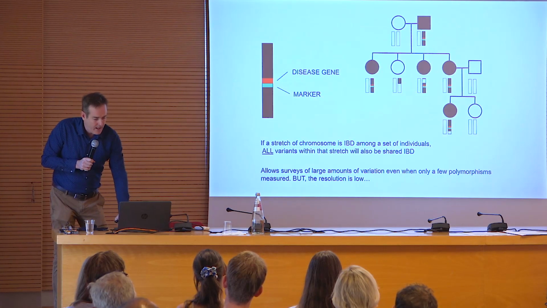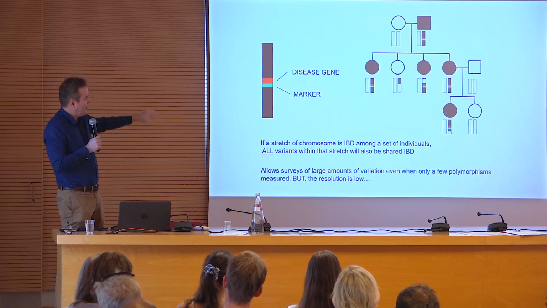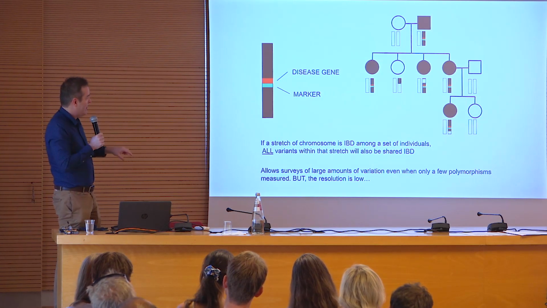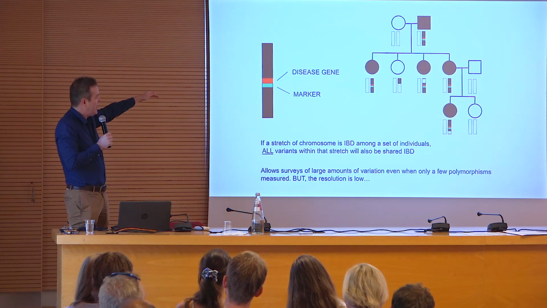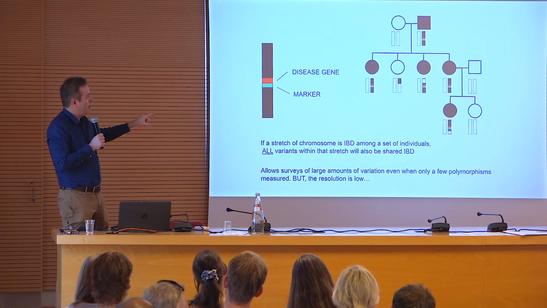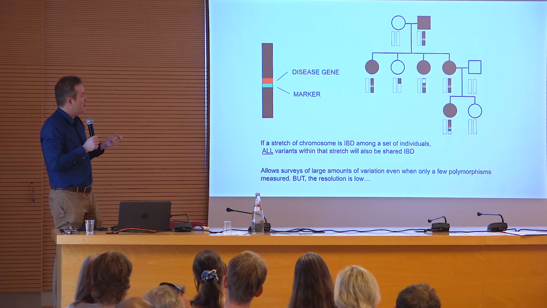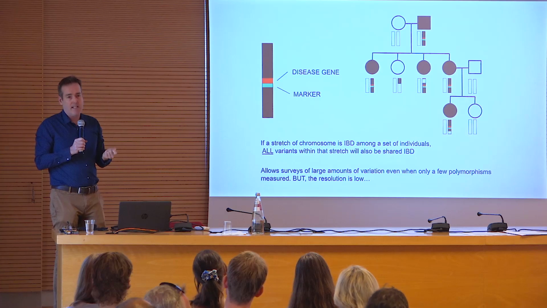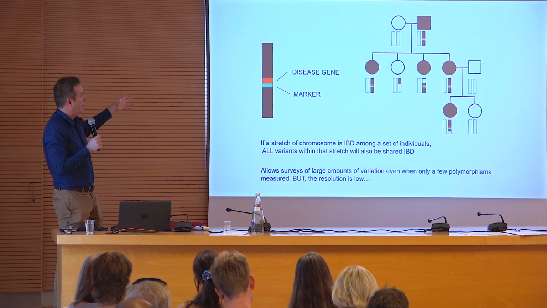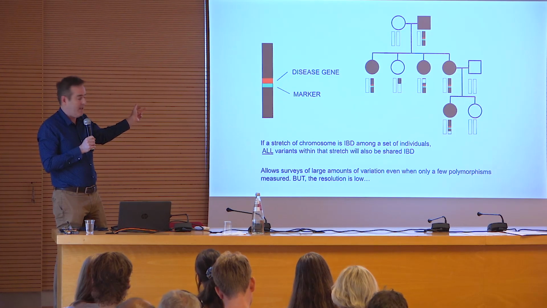So if you imagine this black rectangle is the chromosome that's getting transmitted down the pedigree, and you imagine there's a red disease gene and a green genetic marker. You can see that as that chromosome is transmitted down the pedigree, both the disease gene and the marker are being transmitted together. They're co-segregating together. And so we can say, oh, there must be a disease gene somewhere near this genetic marker.